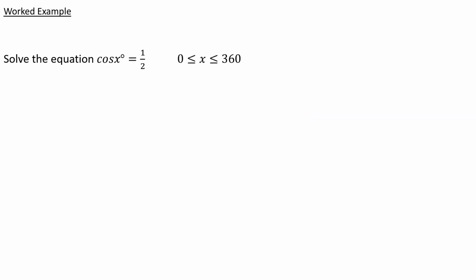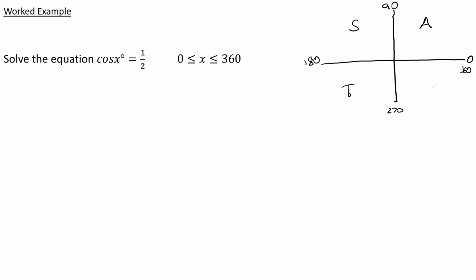Okay, question 2. Solve the equation cos x equals a half. So when is the graph of cos equal to a half? We'll just work through what I expect you to do in your jotter. Step 1, draw your CAST diagram. 0, 90, 180, 270, 360. All positive in quadrant 1, sine is positive in quadrant 2, tan is positive in quadrant 3, cos is positive in quadrant 4. Okay, so step 1 done.